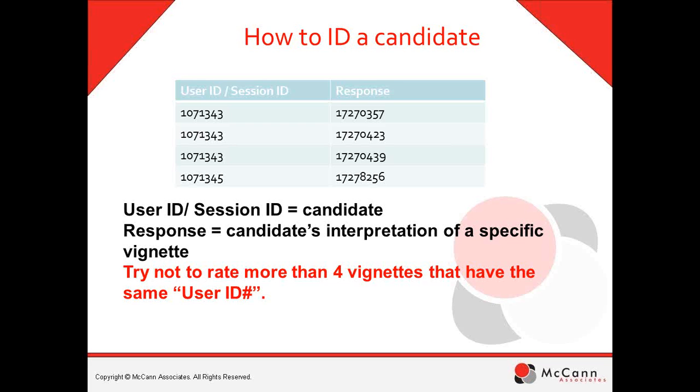In the McCann scoring tool, please note that the following will make it possible for you to identify a candidate. This is to help ensure that you don't rate more items from the same individual than is permissible. The user ID, session ID is equal to the candidate, meaning the response equates to the candidate's interpretation of a specific vignette. Try not to rate more than 4 vignettes that have the same user ID value.